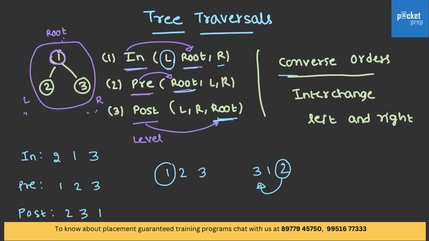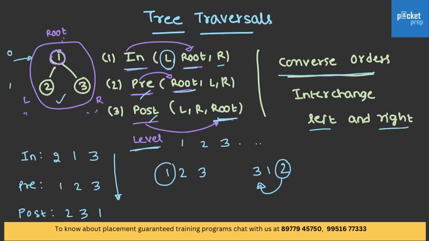If someone asks you about converse orders like converse in-order, converse pre-order, converse post-order, you can just interchange the positions of left and right and everything else will be the same. And level order traversal is to list in levels. This is level 0, level 1. So, it is 1, 2, 3. If you have more levels, you just continue this process. In this case, as we have only 3 nodes, we have written all these traversals very easily.